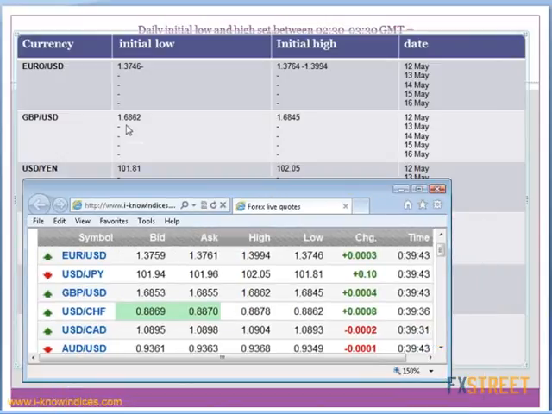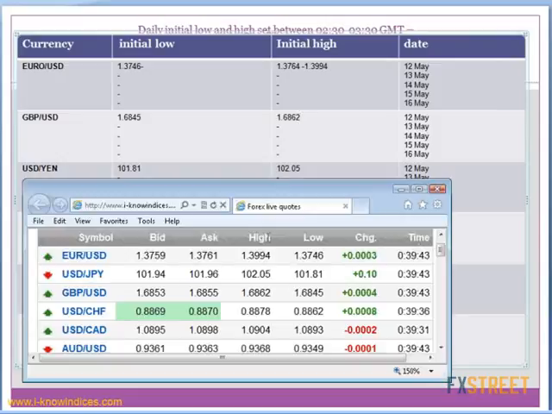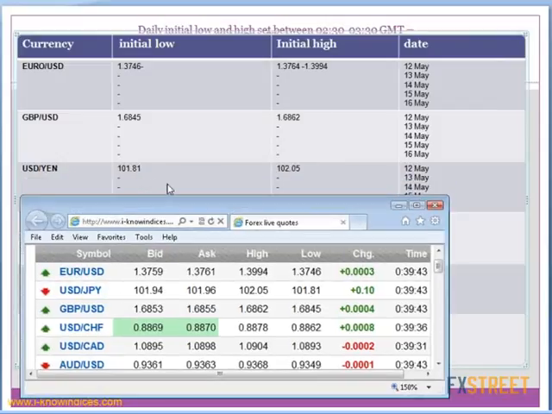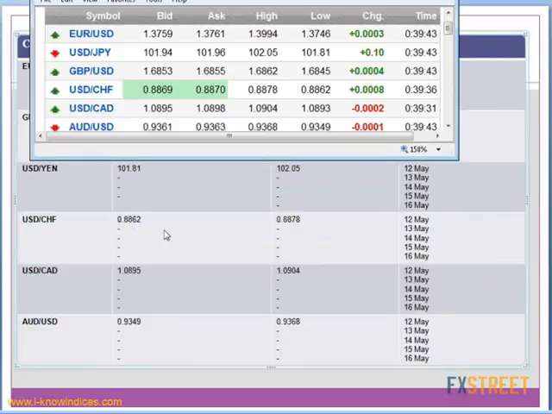And in the case of GBP, everywhere I entered wrongly, 1.6838 is the low and 62 is the high. So they have not breached the low or the high. And in the case of yen also, 101.81 is the low, 102.05 is the high. They have not breached. And in the case of Canadian CHF, 88.62 and 88.78 are the low and the high.